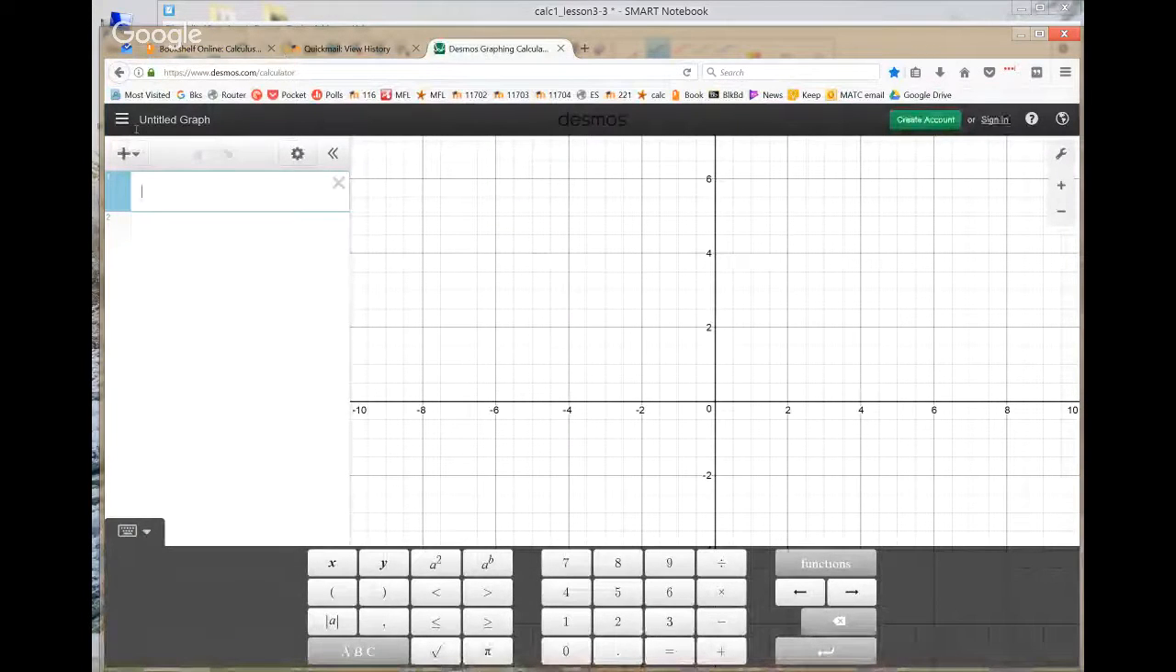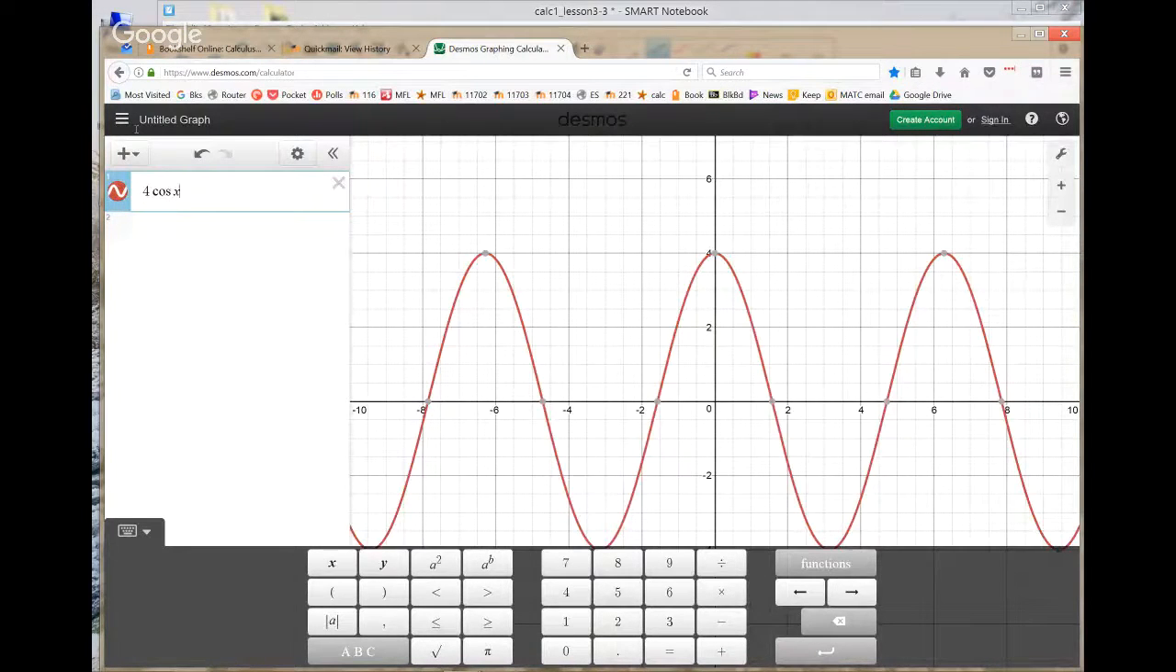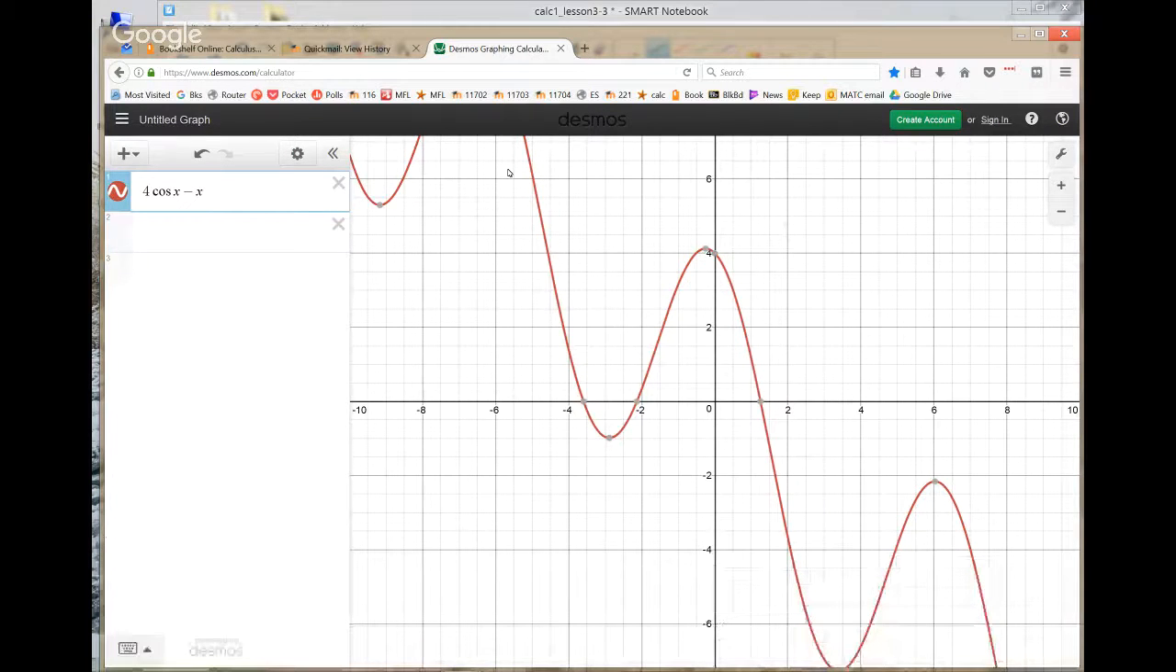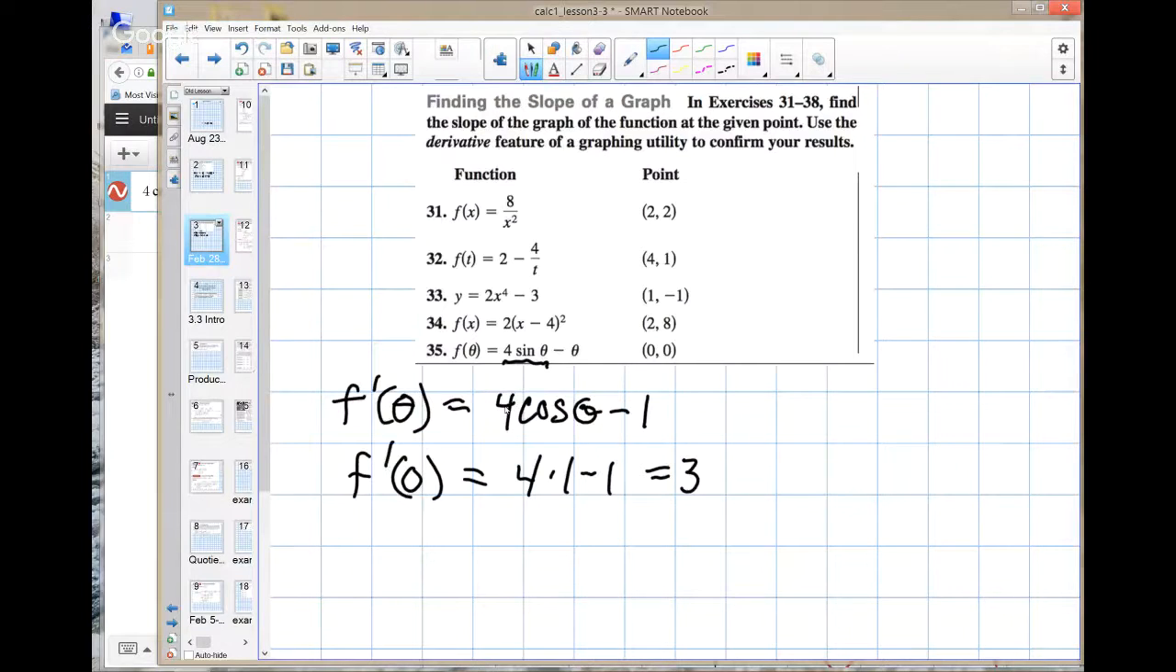So 4 cosine x minus x. So here's the function. And the question is at the point 0, we learned... well, you know what? We're going to have to finish it. Because if you look real closely here on the graph at 0, you can see there is a negative slope there. I don't know, but I'll tell you what. Let's go back to the problem and let's go beyond what the problem asked and let's find the whole equation.